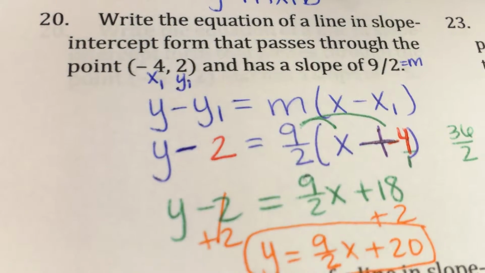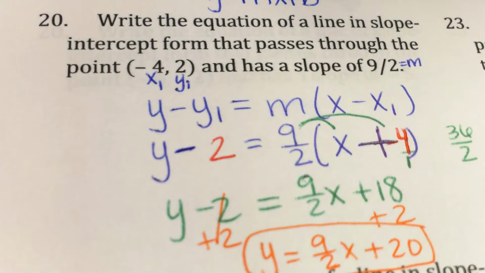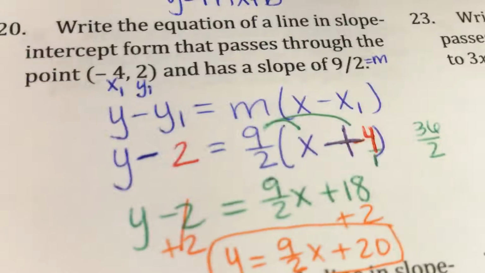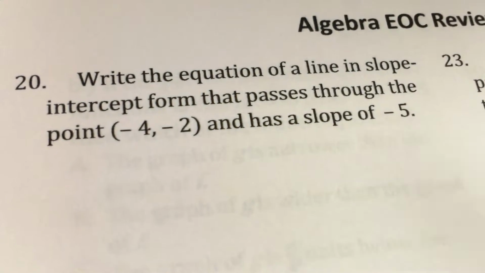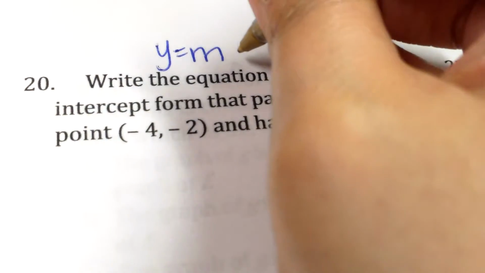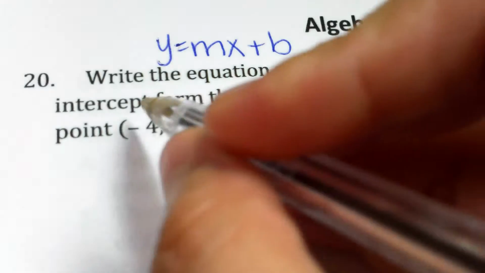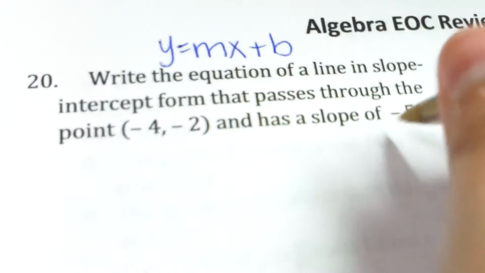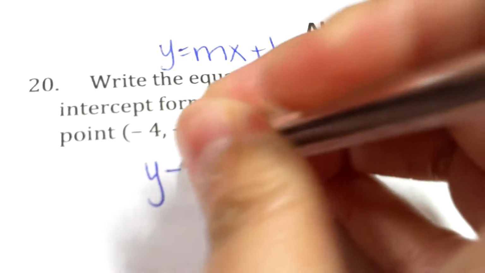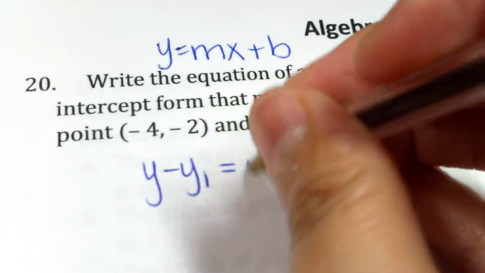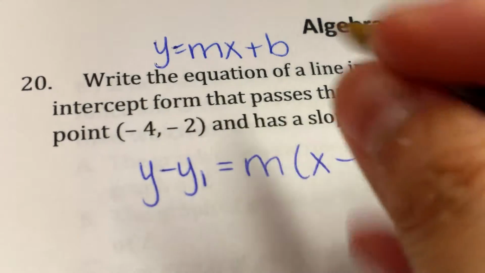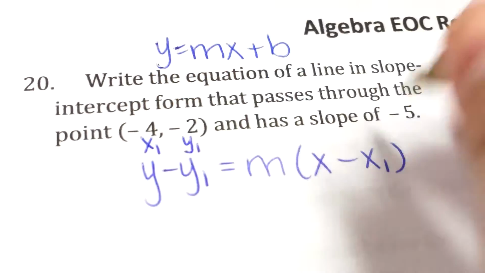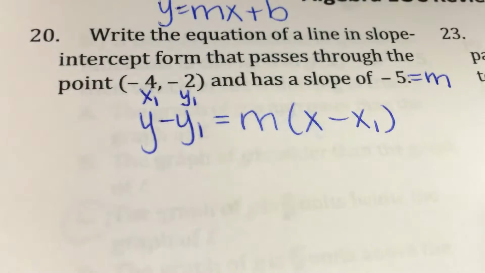Let's go ahead and do another one, so you're used to it. Okay. Write an equation in slope-intercept form. Again, y equals mx plus b, that passes through this point and has a slope of that. They gave you point, slope. So we're going to use point slope form. You'll be seeing that a lot. This is your x1, y1, and this is your slope m. So we're going to substitute it in.